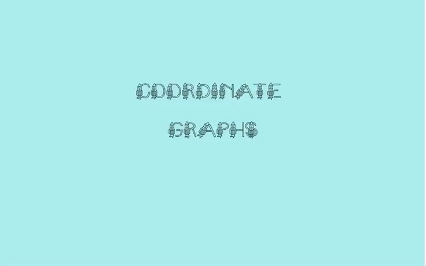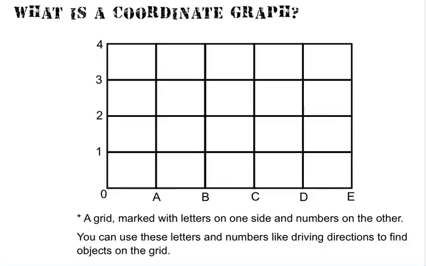Coordinate graphing. Coordinate graphing is a way of finding things or locating things on a grid. Sometimes those grids are used as maps. What is a coordinate graph?